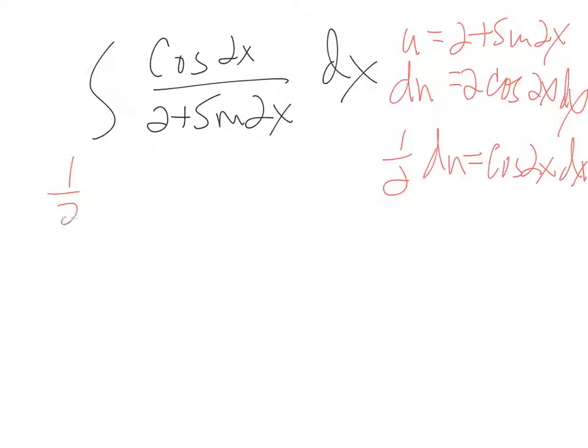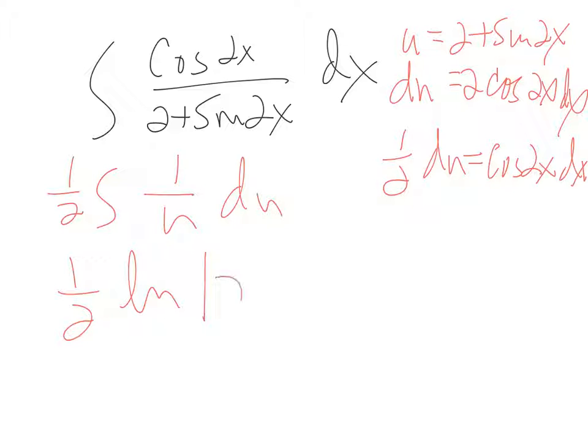So 1/2 times the integral of 1 over u du. And notice, right, because I replaced that whole thing with u, this is the 1/2 du. So that's going to become 1/2 times the natural log. And we're going to use 2 plus sine 2x plus c.